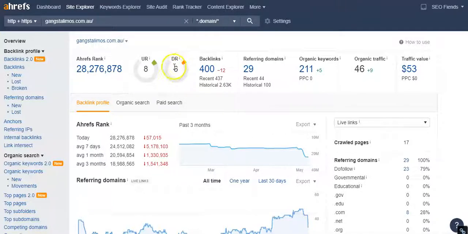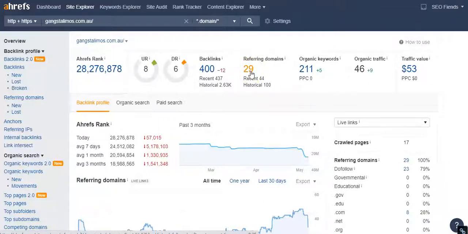But look at the size of them. So if we can get this to have more power, then that's going to help when people are searching, or when Google's searching. It's telling me you have 400 backlinks, and they're coming from 29 different sites, okay?